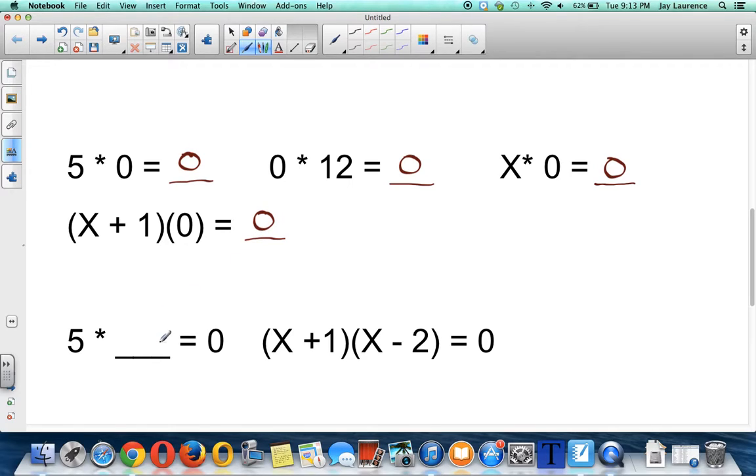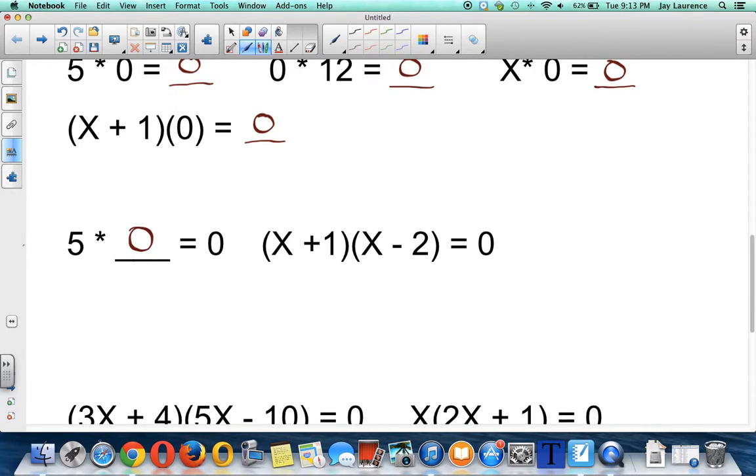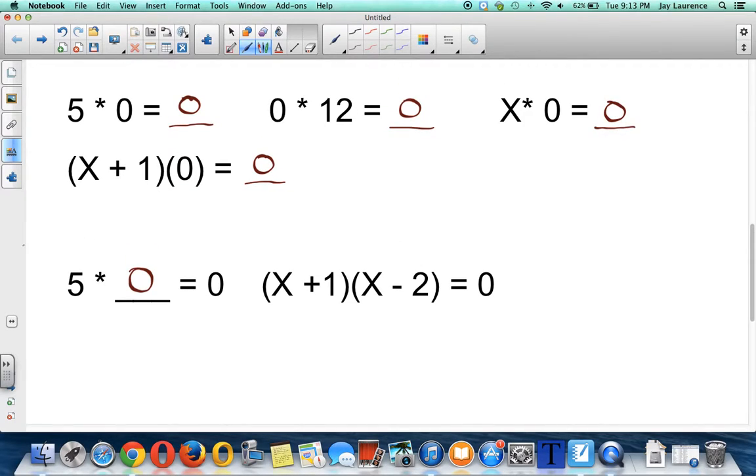Now, let's come down here. I've got 5 times some unknown. That equals 0. Well, Kimberly can tell us that we'd have to plug a 0 in there. Okay, now, I've used a lot of 0. I've done some real simple equations here, solving some of them. But let's check this one out right here.